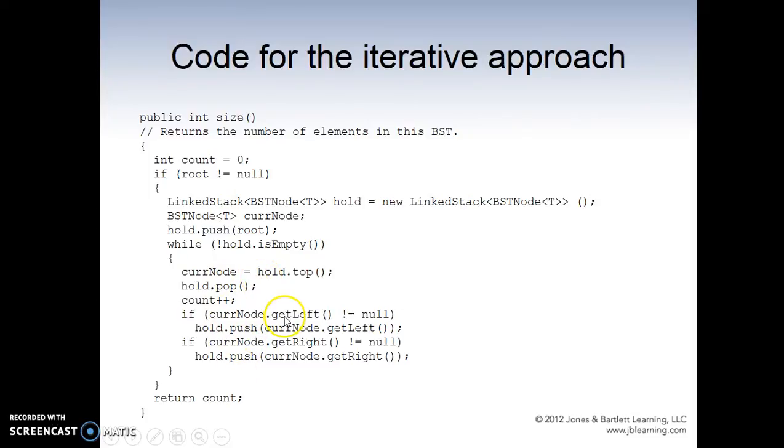If current node dot get left is not equal to null, then we push the left node into the stack. Else if get right is not equal to null, then push the right node to the stack. And we keep looping that again and again, because every time we loop we look at the top, pop, and increment the count. If we keep popping, then the stack is going to be empty. That means we already counted all the nodes in between, and we return the count.